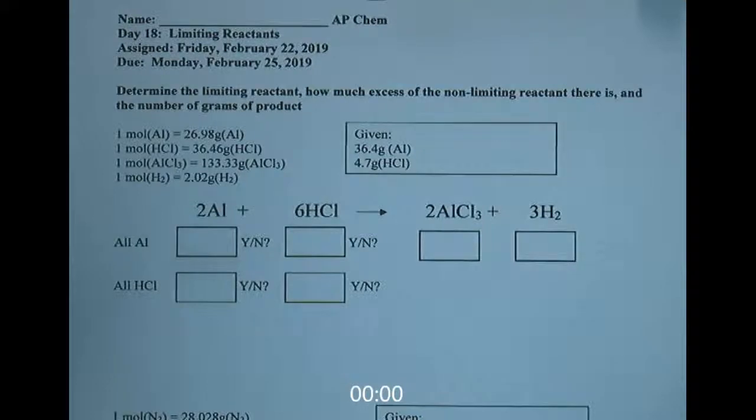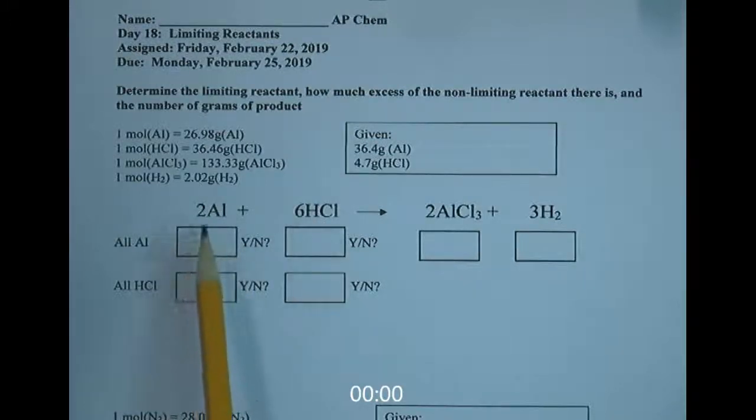So this is limiting reactants. And the concept of limiting reactants is, if you took an equation that looks like this, it says you need 2 moles of aluminum for every 6 moles of hydrochloric acid to make this reaction go through. Or a more general way to look at this is you need 3 times as much hydrochloric acid as you have aluminum, because 6 to 2 is a 3 to 1 ratio. So you need 3 times as much of this as this.